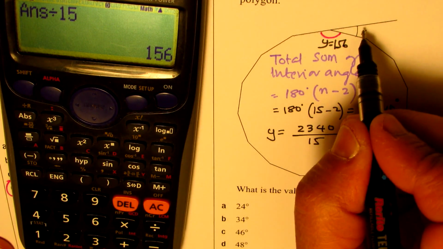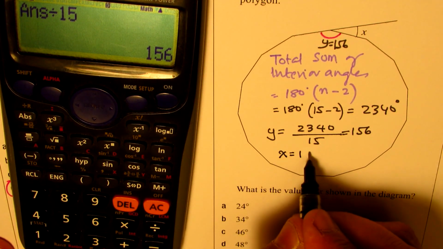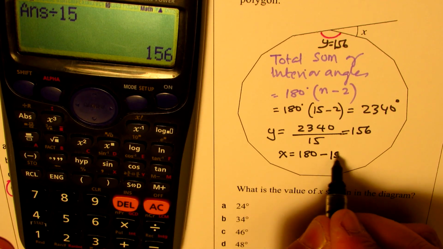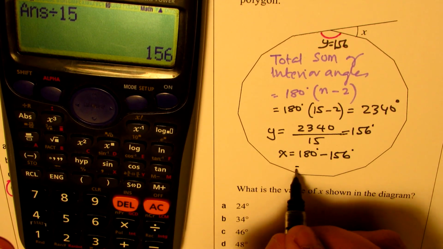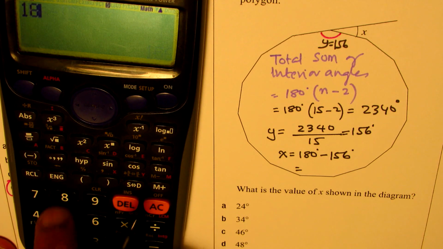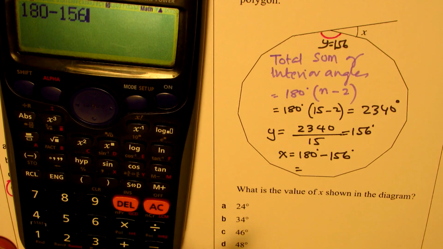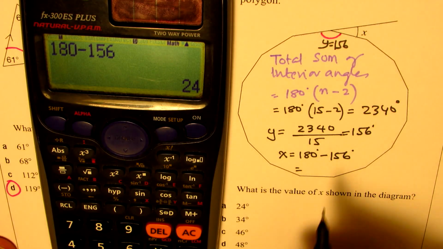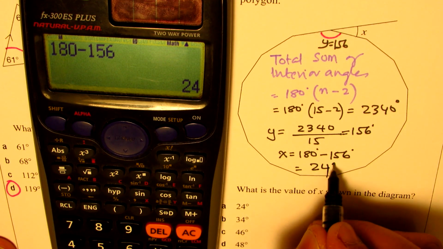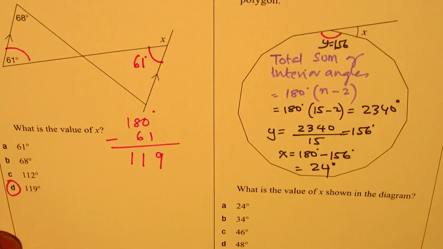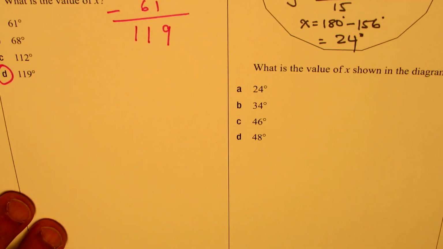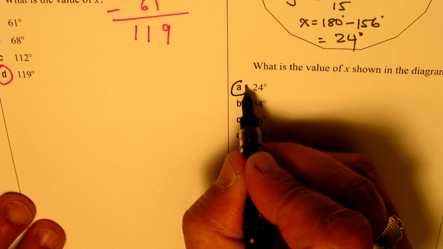So that is a straight line. So x is 180 minus 156 in degrees, correct? So we'll do 180 minus 156 to get our answer, which is equal to 24 degrees, correct? So option A in this case is the right option, which is 24 degrees.